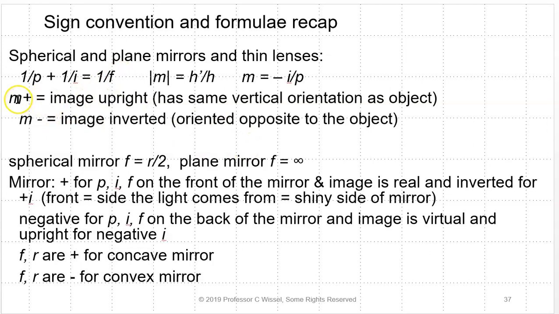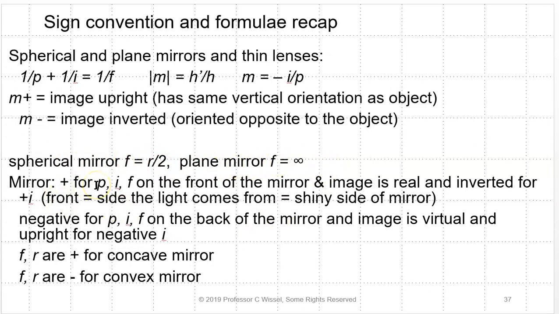Okay, I is the distance to the image, and P is the distance to the object, and F is the focal length. If M is positive, the image is upright, has the same vertical orientation as the object, and probably the image is virtual. Probably. If M is negative, the image is inverted, oriented opposite to the object. For a spherical mirror, F equals R over 2. For a plane mirror, F is infinity.